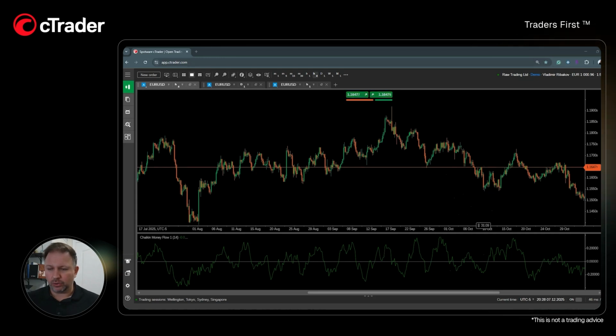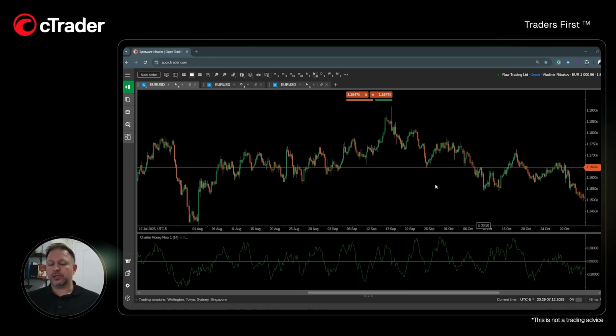And this is a very strong CMF cross, and the same applies here, for example, after a range, a beautiful cross to the upside. The price range is not significant, which allows us to enjoy stronger moves with higher probability.